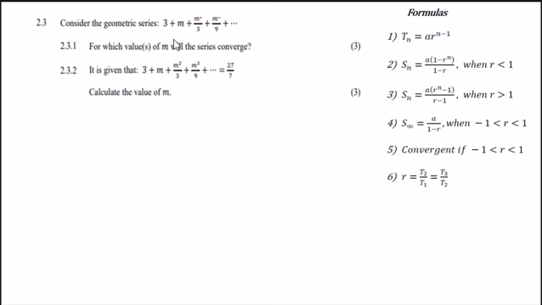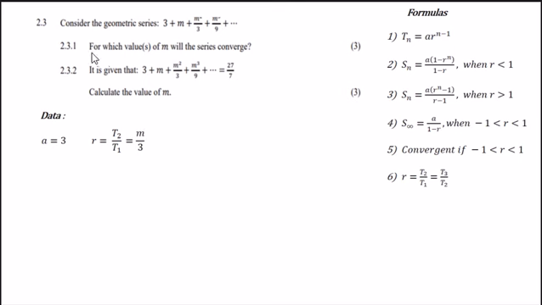Now getting back to this question. Before we do anything, we need to write down our data. Our a is 3. Our ratio is T2 divided by T1, so we get m divided by 3.